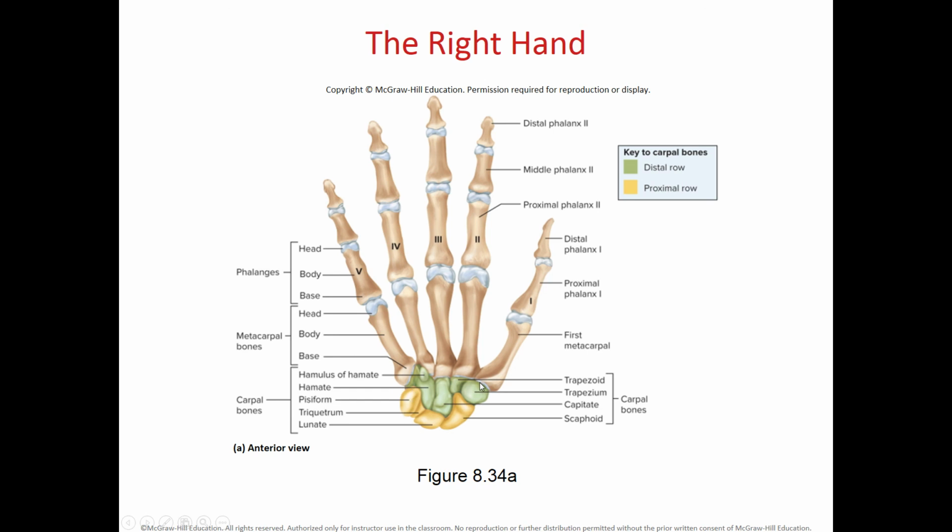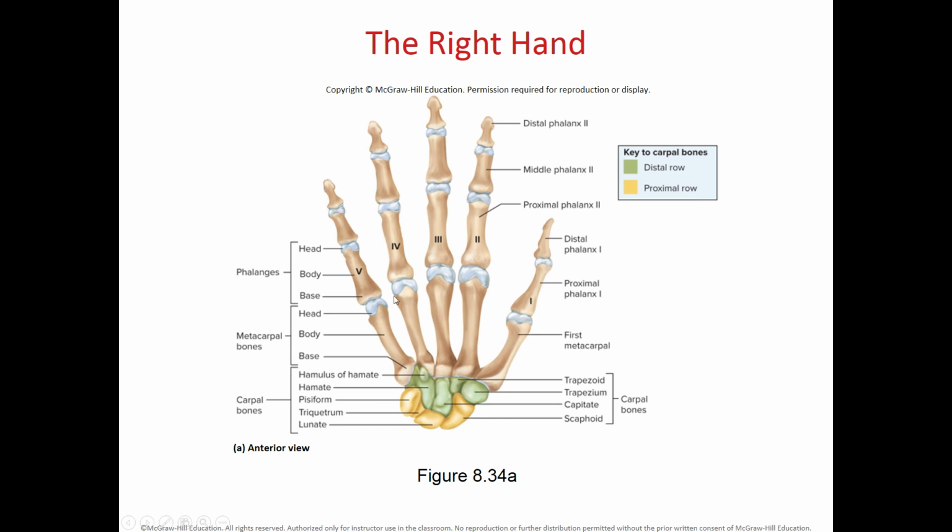And then for the distal row: trapezium, trapezoid, capitate, and hamate. So it will be "To take Carmen home." To will be for trapezium, take for trapezoid, Carmen for capitate, and home for hamate. And the hamate has a little hook that is called the hamulus of the hamate.